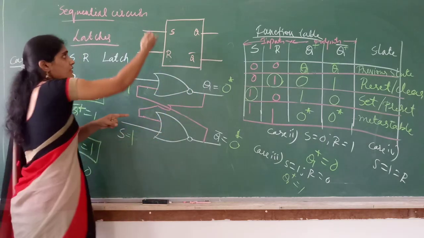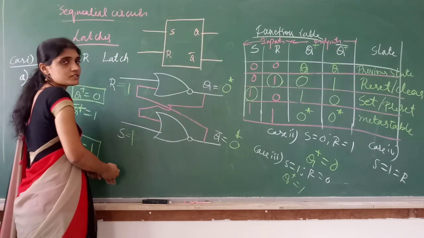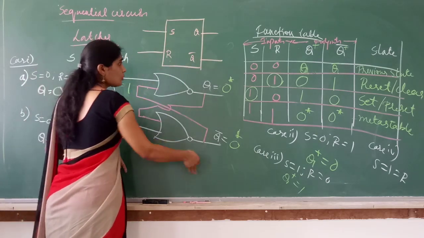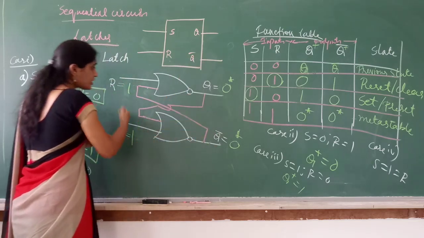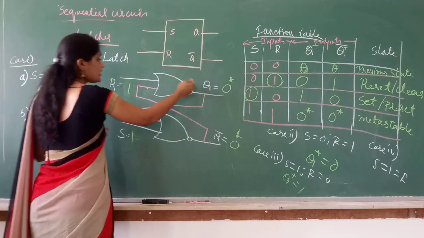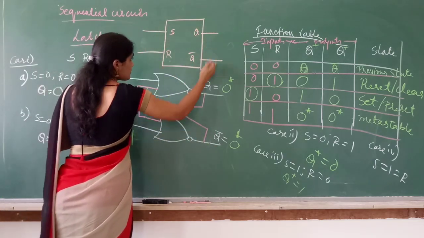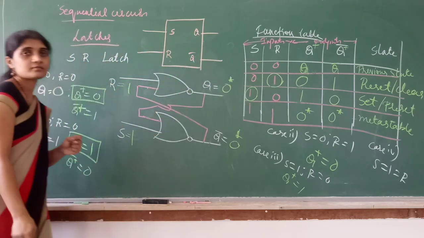Put a box, write the inputs. For this circuit, I have only 2 inputs, S and R, and 2 outputs, Q and Q bar. So, the logic symbol for SR latch will be like this.